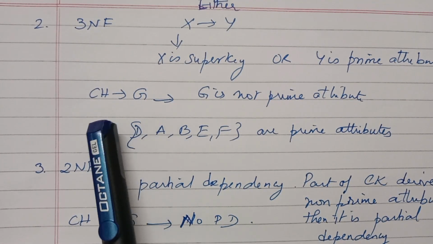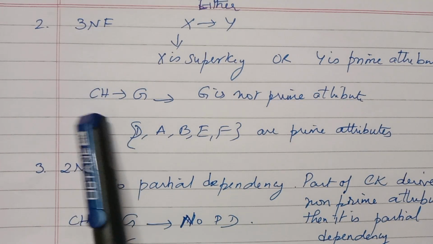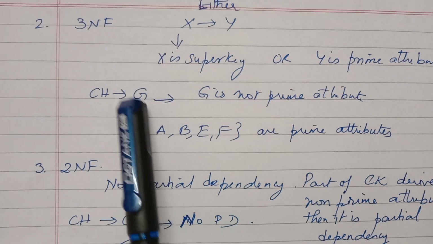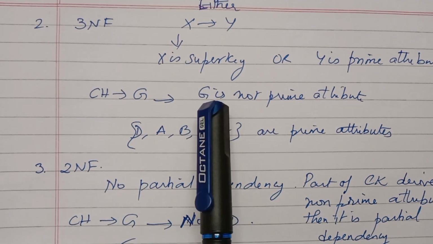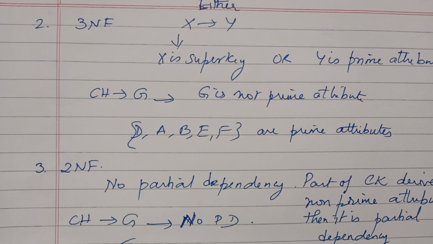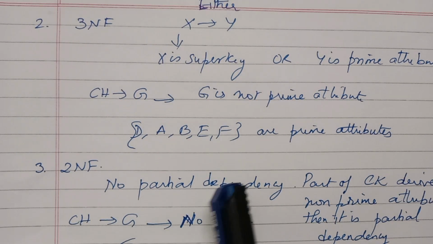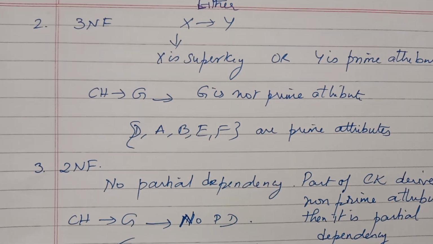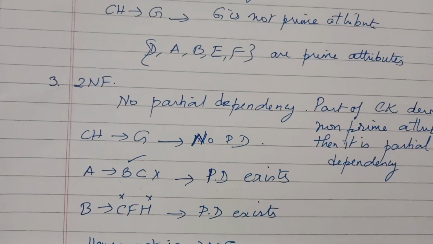Here we found that CH is not the super key. So let us see if G is a prime attribute. We find that G is not prime attribute because we find the candidate keys as AD, BD, ED, and FD. So G is not in any one of these. So it is not a prime attribute as well. Hence, it's not in 3NF. So let's go to 2NF.